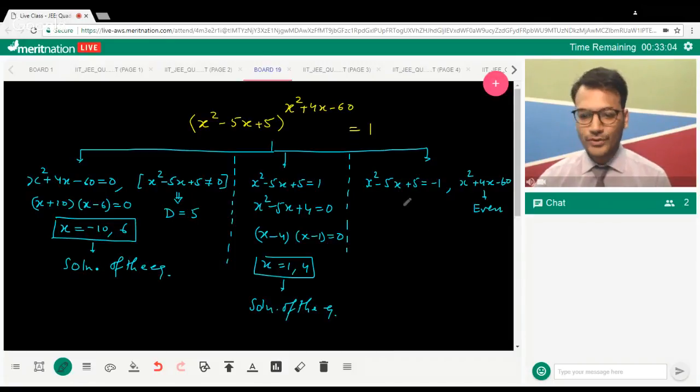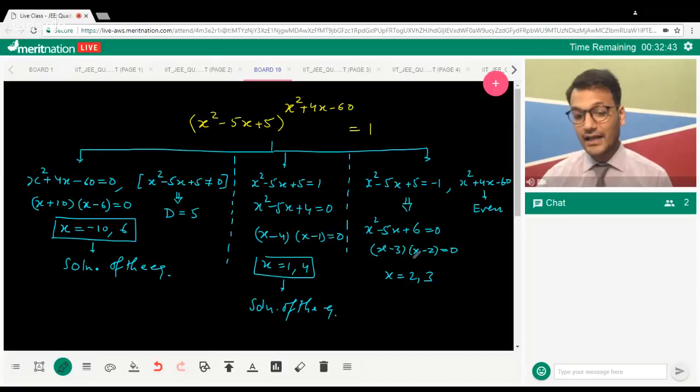For the last one, this turns out to be x squared minus 5x plus 5 plus 1 is equal to 0, if I take this negative 1 to the other side. And then if I solve it, it'll be very, very simple: x minus 3, x minus 2 is equal to 0. So that gives me x is equal to 2 comma 3.